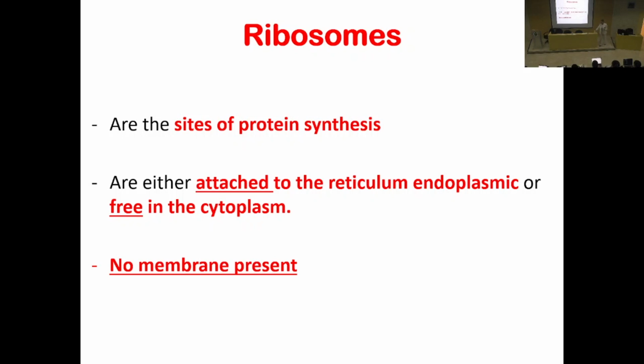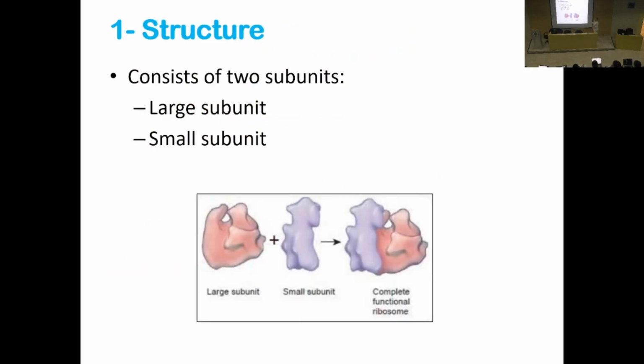So ribosomes, the structure is very simple. I have a large and a small subunit. They come together and form the ribosome. Okay? It's very simple. I will not enter into the details. You will study this in molecular biology.